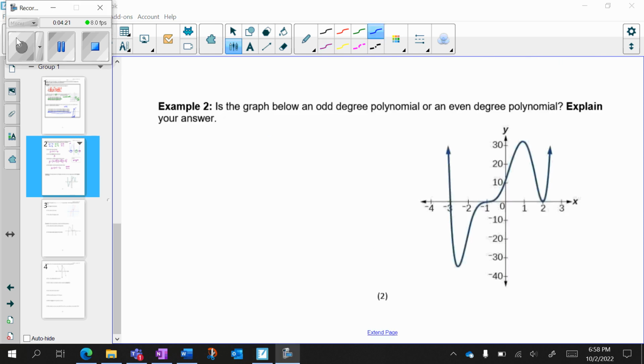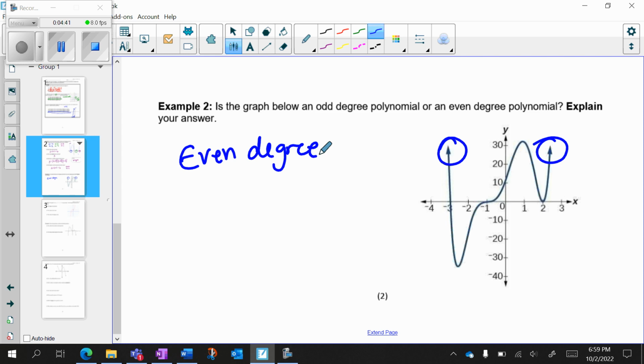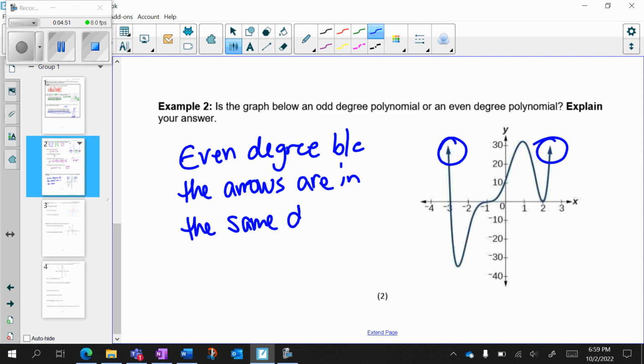The next example, example 2, is the graph below an odd degree polynomial or an even degree polynomial? Explain your answer. So what we're going to look at is the arrows. So notice that the arrows are both pointing up. So that means it's an even degree, because the arrows are in the same direction. It also has a positive leading coefficient because they're both pointing up.